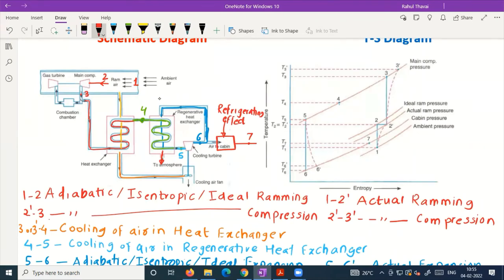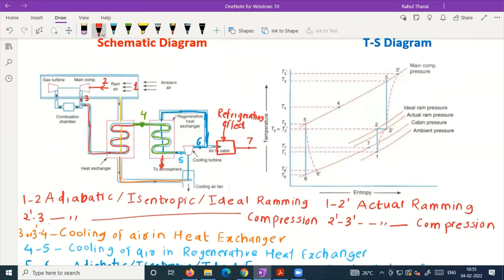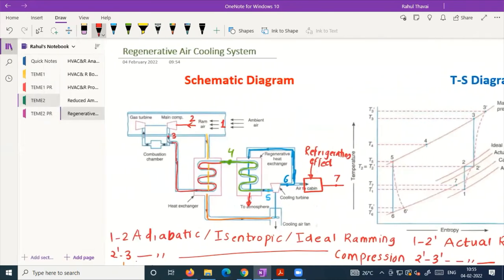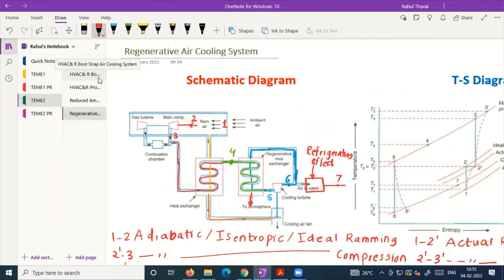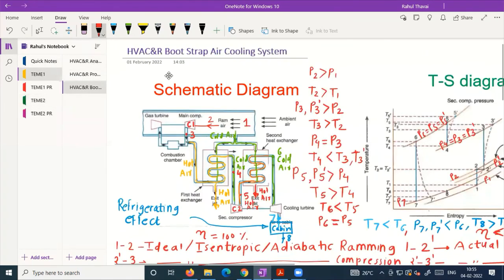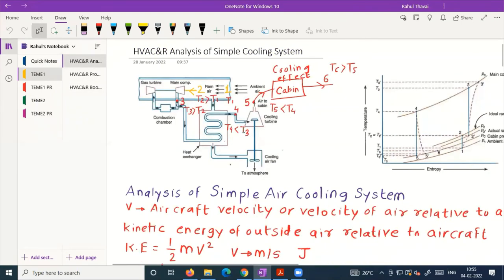If you remove this regenerative heat exchanger, it turns out to be a simple air cooling system. If you want, I will also show you the diagram for the simple air cooling system. See, this is the simple air cooling system, as you can see.